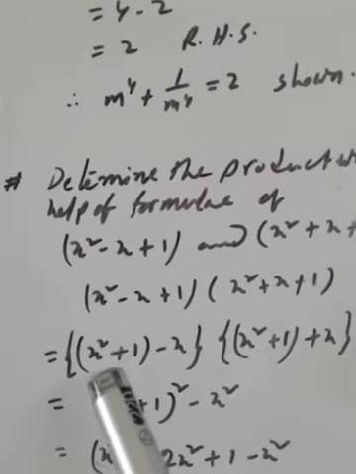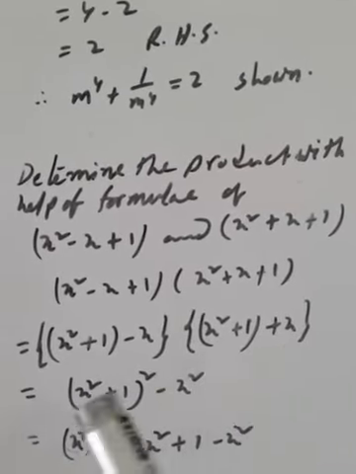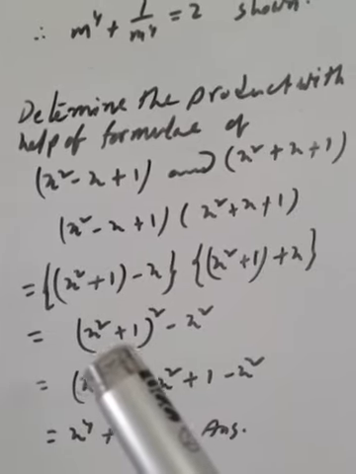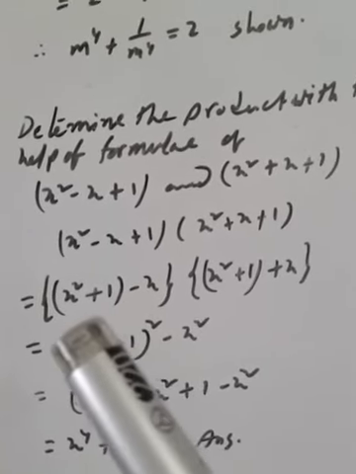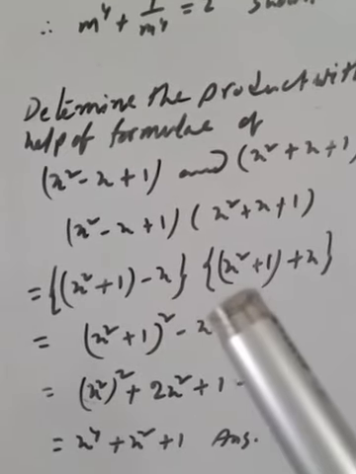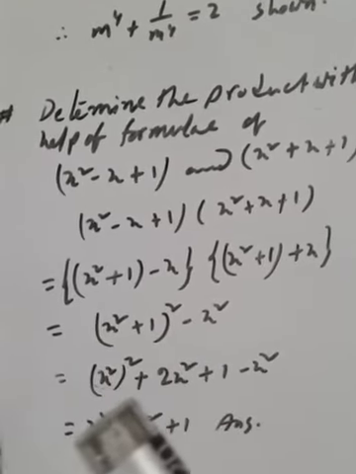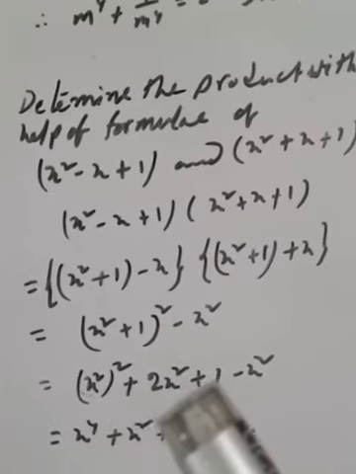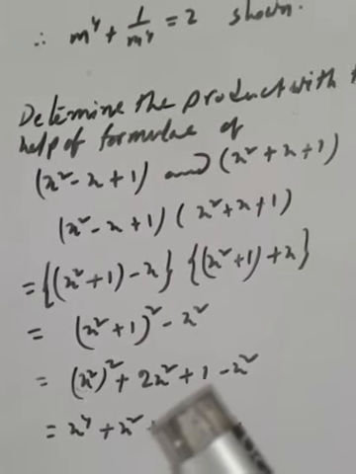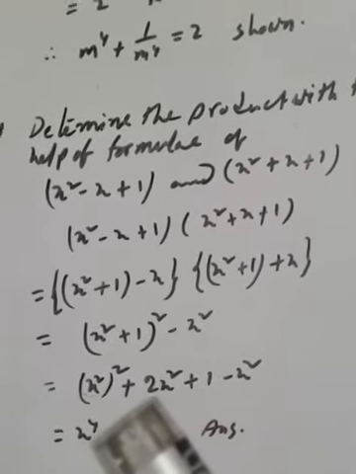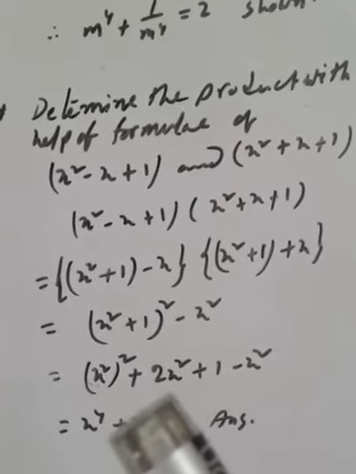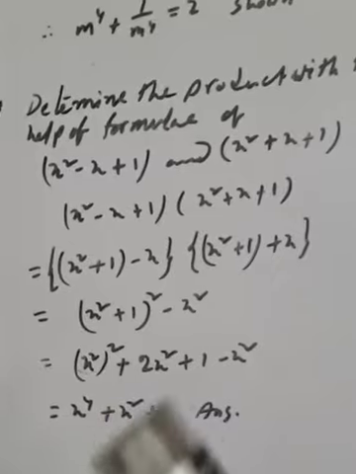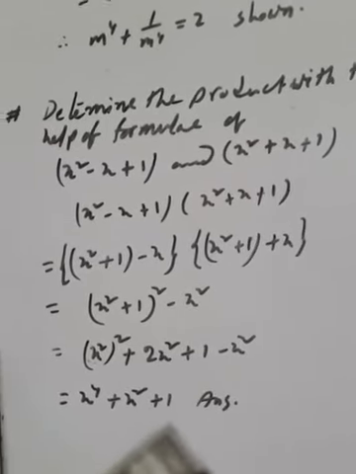Now see this: a plus b into a minus b equals a square minus b square. This x square plus 1 equals a and x equals b. a plus b into a minus b, a square minus b square. Here a plus b whole square equals a square plus twice ab plus b square. 1 square equals 1, 2 into x square into 1 equals 2x square, and minus x square. x square whole square equals x to the power 4, twice x square minus x square equals x square, plus 1.